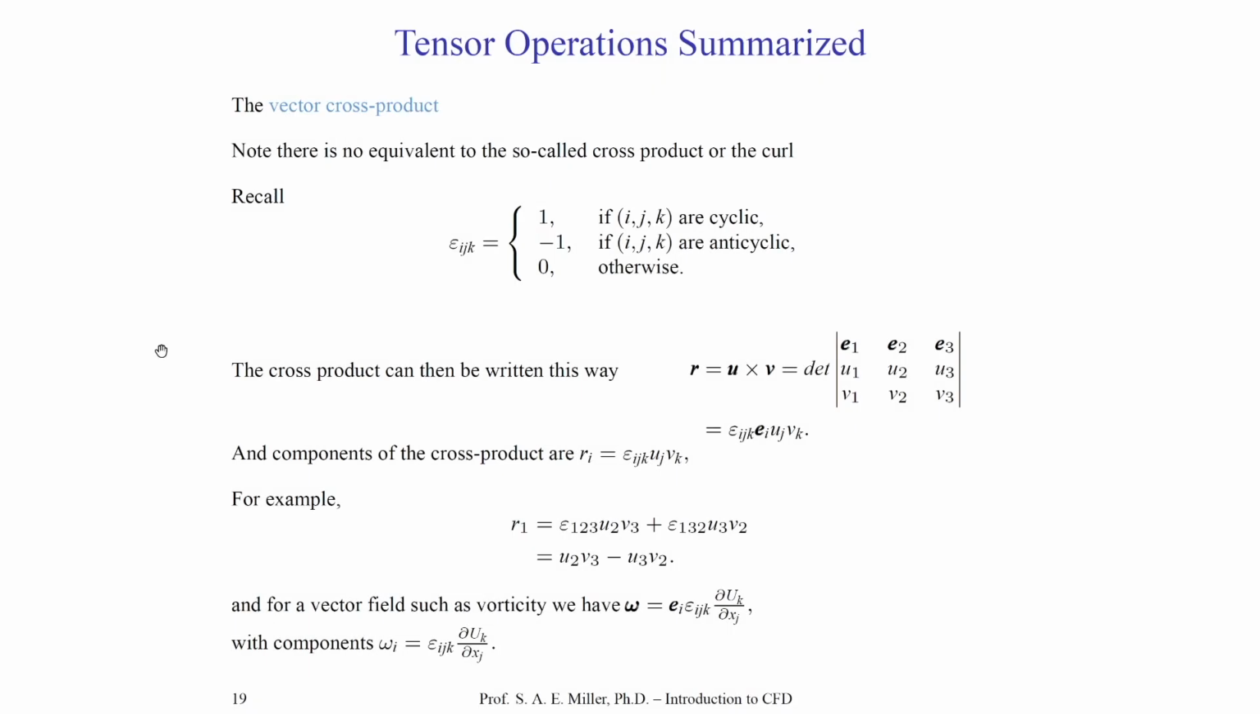There's also the vector cross product. Unfortunately, there's no equivalent to the so-called cross product or the curl. Remember the permutation tensor epsilon ijk, which we presented on a previous slide. We can now write the cross product in Einstein or index notation. For example, say we have some cross product vector from u and v, which we write u cross v will be equal to r.